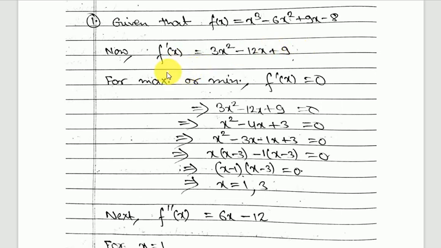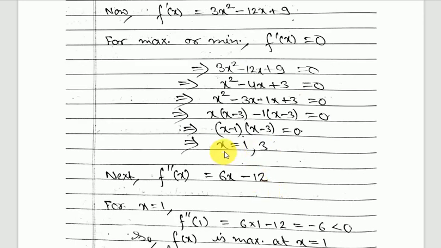Second step is, you know that for maximum or minimum value, that first derivative has to be equal to 0. So that's why we will put this first derivative equal to 0. So f dash x equal to 0, that means 3x squared minus 12x plus 9 equal to 0. Now you can see this is a quadratic equation. Solve this equation and at the end you will get two values, x equal to 1 and 3.